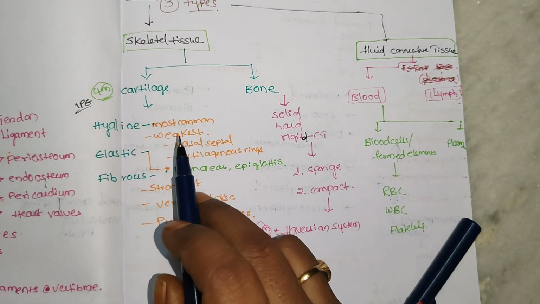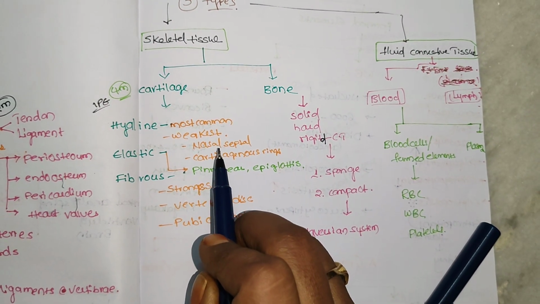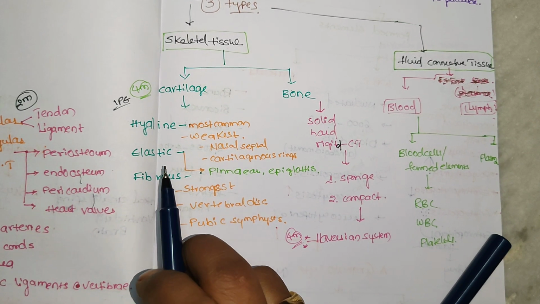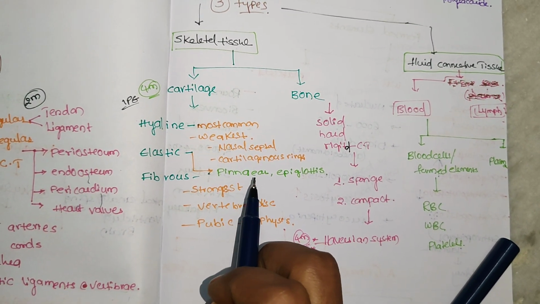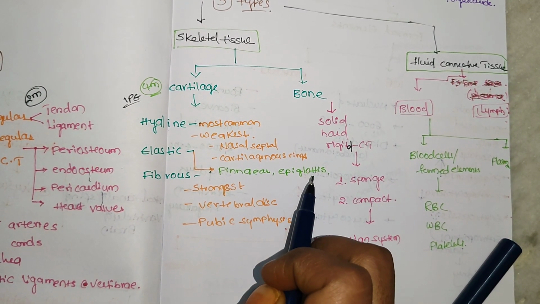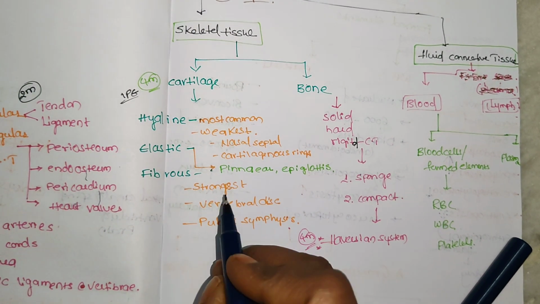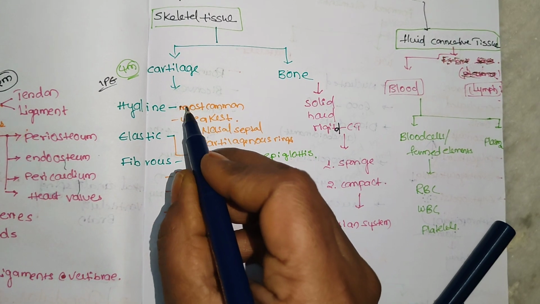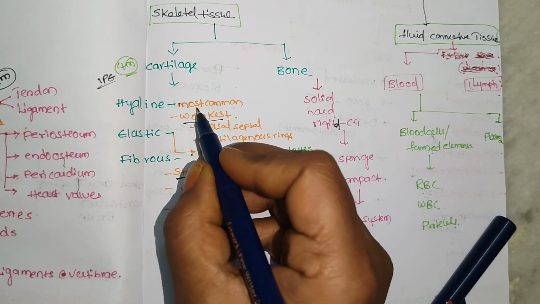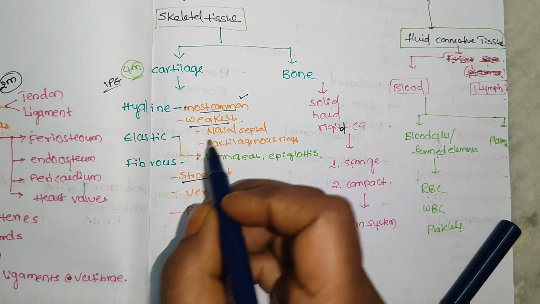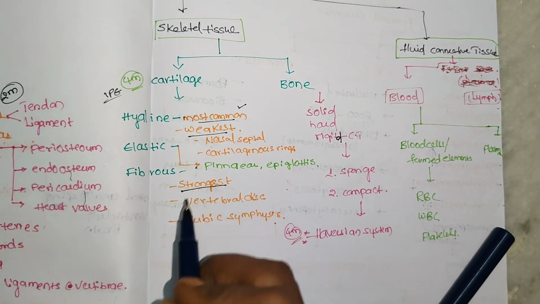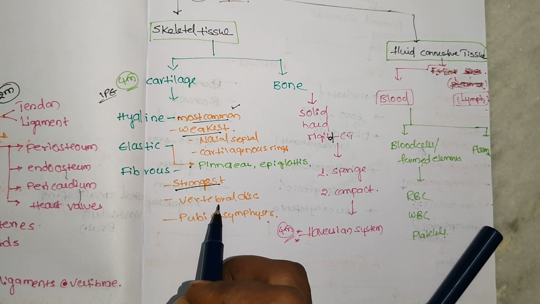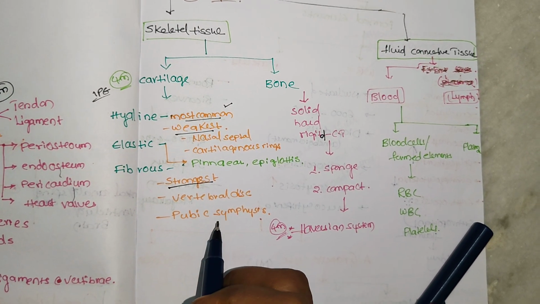As for the location of hyaline cartilage: nasal septum and cartilaginous rings. Then elastic cartilage: pinna of ear and epiglottis. Then fibrous. In the exam, they ask questions like what is the strongest cartilage, what is the weakest cartilage, what is the most common cartilage. So you have to remember hyaline is weakest, fibrous is strongest. Its location is the vertebral disc and pubic symphysis.